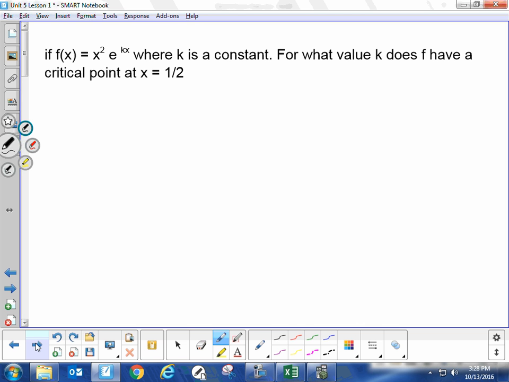This is almost kind of like a unit 2 problem. It's a little bit more complicated. It's a different kind of problem that you haven't seen yet. And we need to be prepared for this type of problem for a quiz or a test. So let's write down that problem. F of x is equal to x squared e to the kx. K is a constant. For what value k does f have a critical point when x is a half?